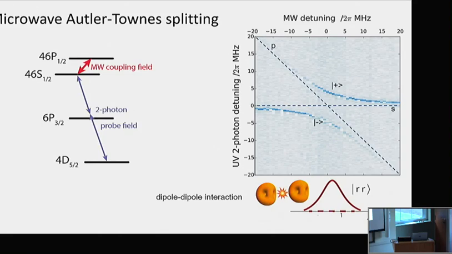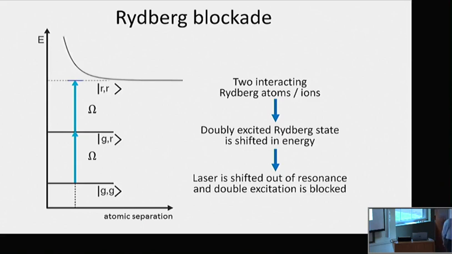Of course, now if you have interaction, what you would get is a dipole-dipole interaction, or a Rydberg energy shift, if both of these ions next to each other are excited. And you would expect something like a Rydberg blockade due to this energy shift. So one ion can get excited to the Rydberg state, to the dressed state. The second ion is shifted in energy and cannot be excited.